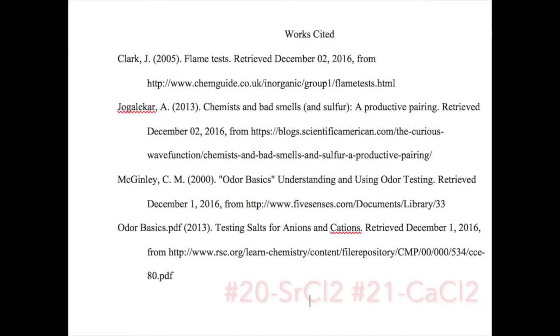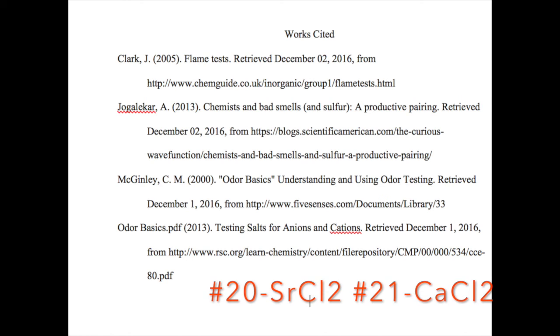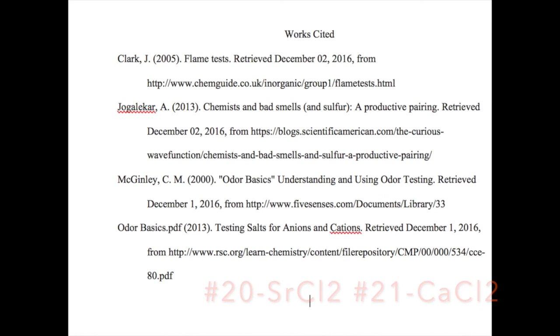To reiterate one more time, our substance number 20 turned out to be strontium chloride and was backed up through each of our 4 main tests, which were odor, solubility, flame, and the color test. Additionally, substance 21 was calcium chloride, or CaCl2, and was also backed up by these 4 tests.